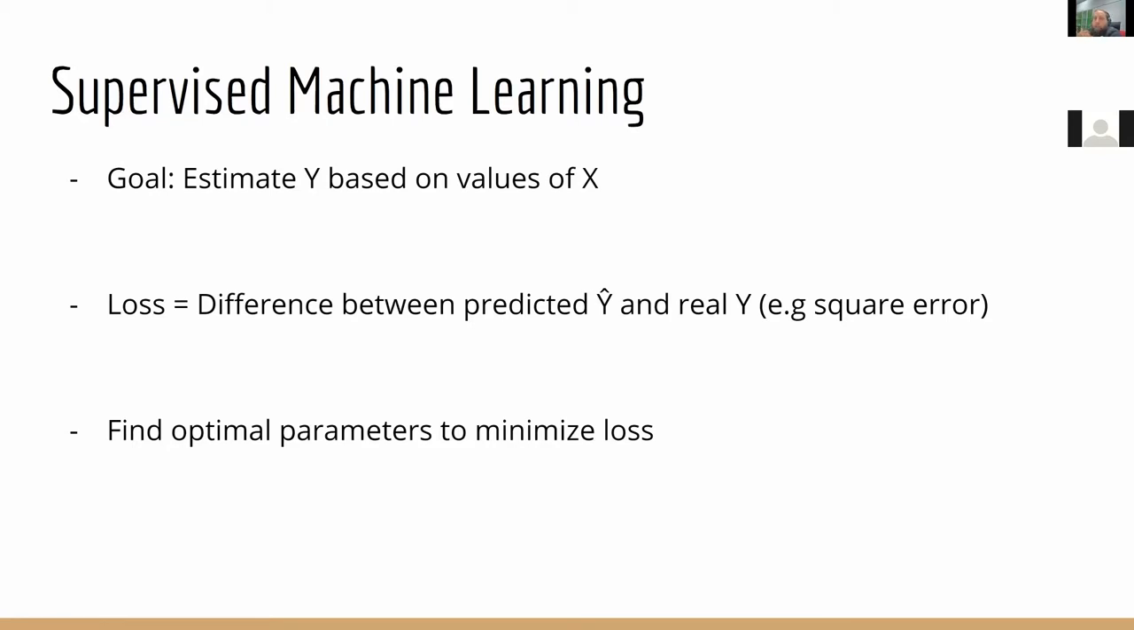Our prediction we usually write as y hat or y prime. The difference between our prediction and the real value we call loss or error, but loss is what I think we'll use throughout this presentation. So our final goal in this situation is to minimize the loss of our prediction, so find the optimal parameters with your input to minimize the loss.